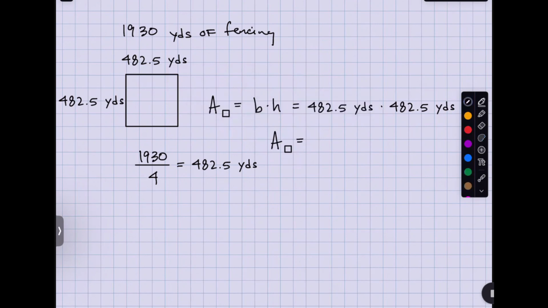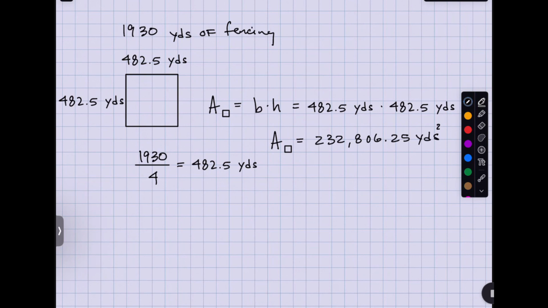Now say it slower. 232,806.25 yards squared. That answer is not on here. Oh, wait a minute. Yes, it is. Never mind. I was looking at the circular for the answer. Since it's not circular, it doesn't work.